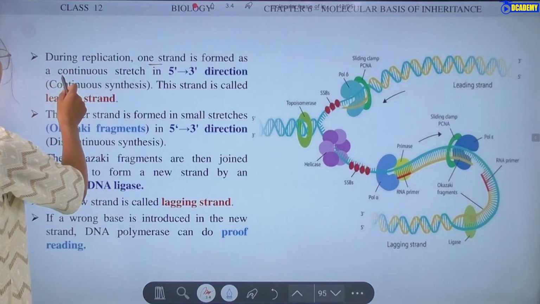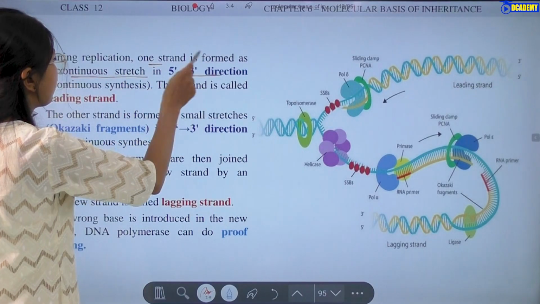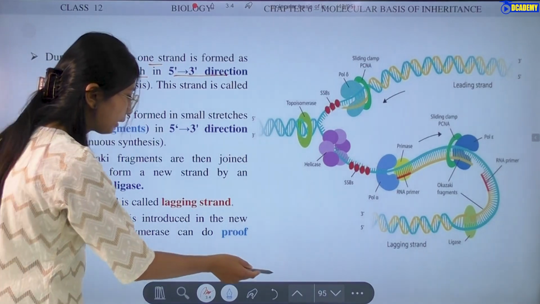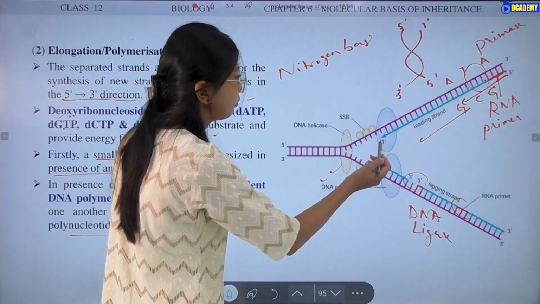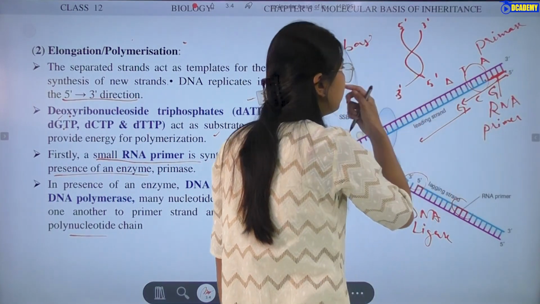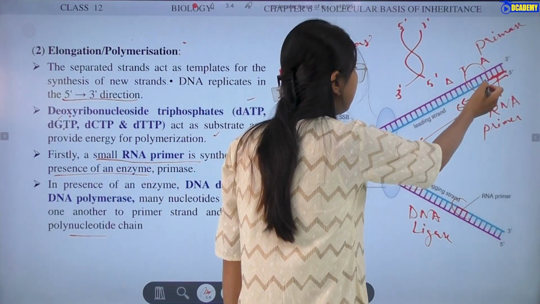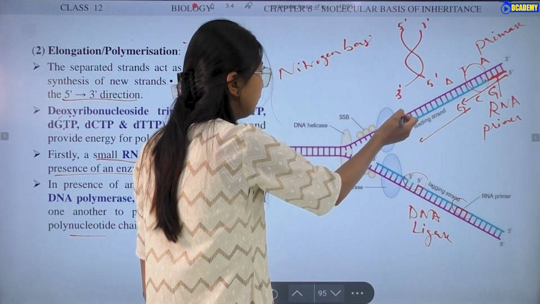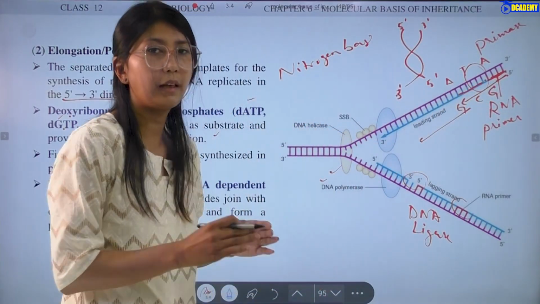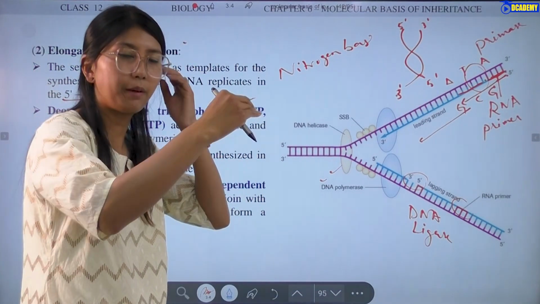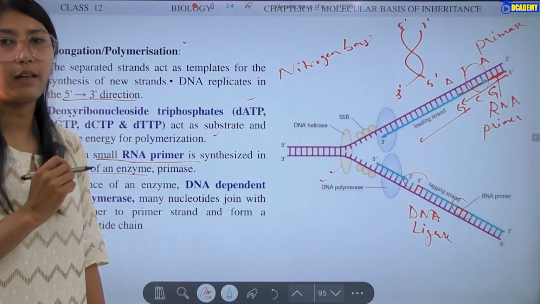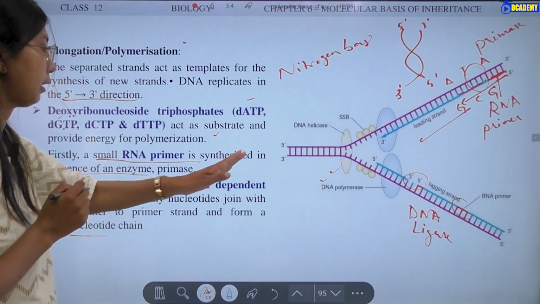When one strand is formed in a continuous straight 5' to 3' direction, this strand is called the leading strand. On the other side, a primer is used and DNA polymerase acts. There are no fragments here. This is a leading strand.